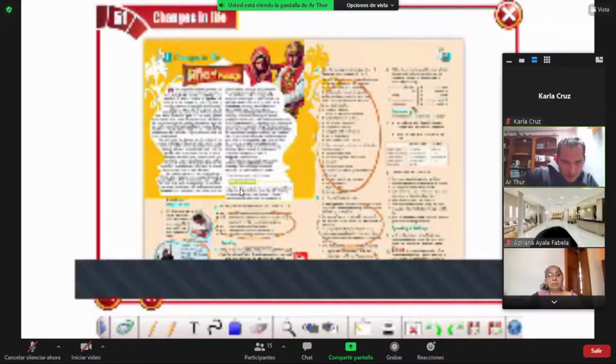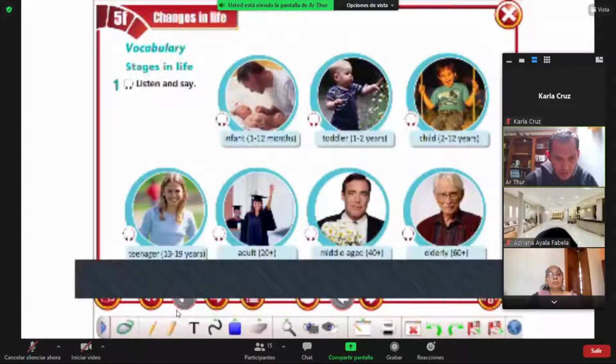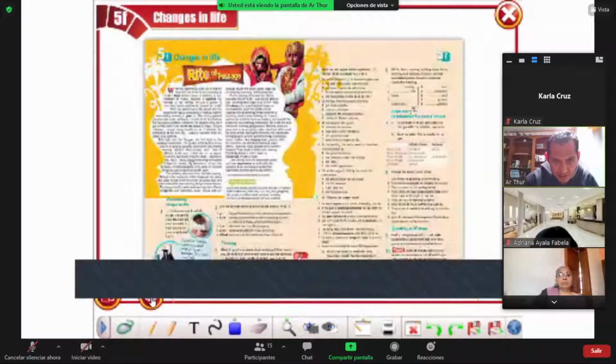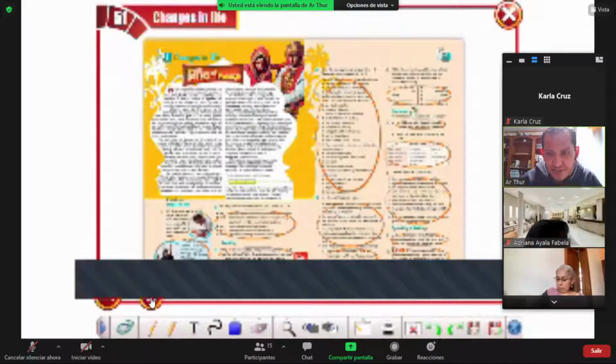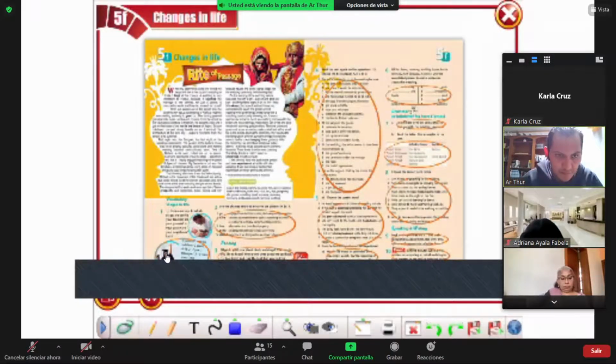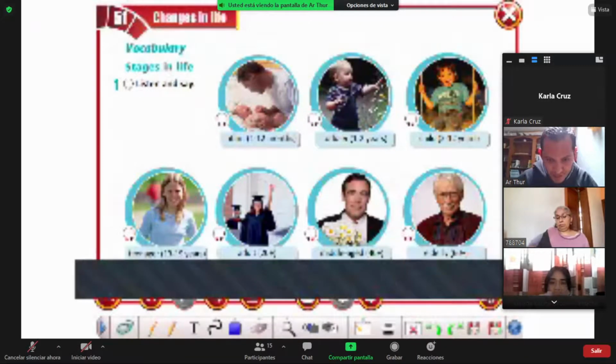We continue in this case. Please, student book, page 88 and 89. Page 88 and 89. Yes, student book. Yes, please, the student book.